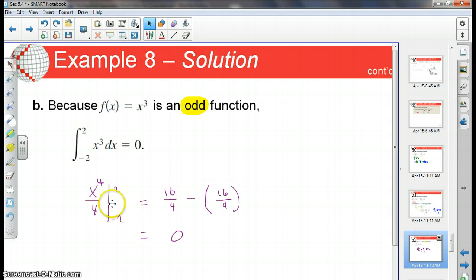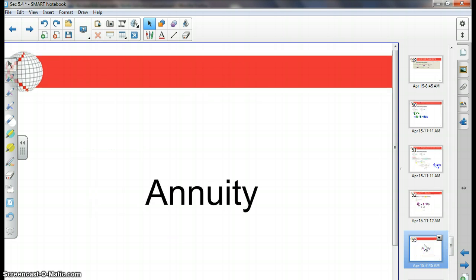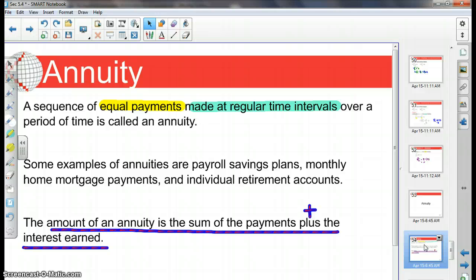You won't go wrong. If I integrate and increase this 3 to 4 and divide by it, I'll get 0 as well. But that work is not necessary if you know the definition of even and odd functions. The last thing in section 5.4 is talking about annuities.